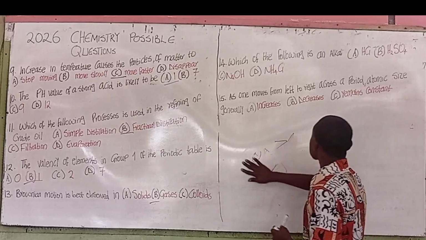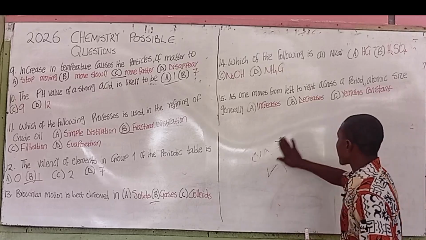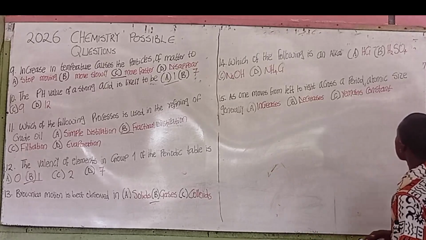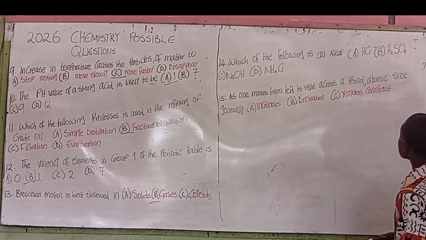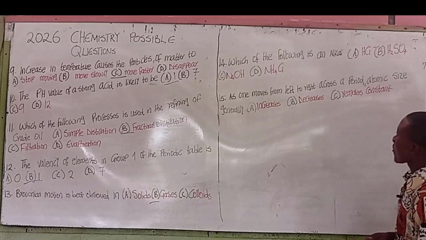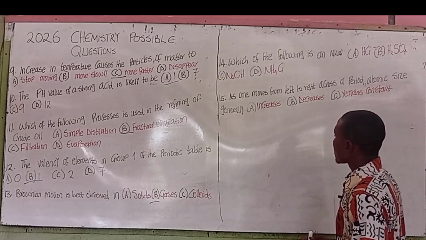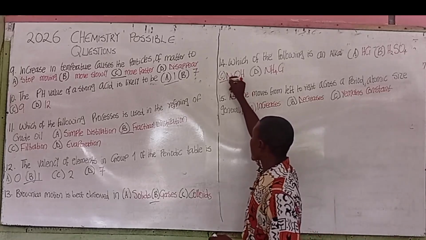Question number 14 says which of the following is an alkali? We have HCl, we have H2SO4, sulfuric acid, we have sodium hydroxide, and we have ammonium chloride. The correct answer there is sodium hydroxide.